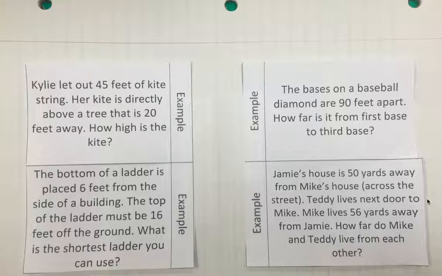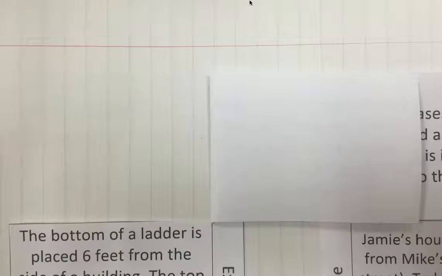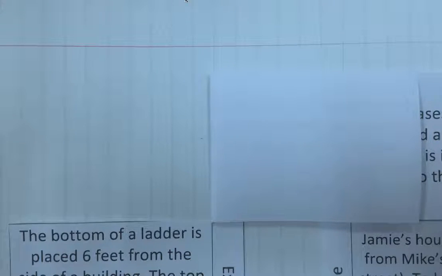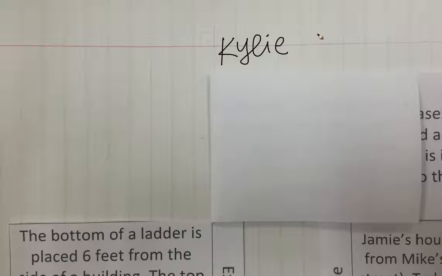All right, so let's take a look at our first page. Okay, so what we have right here is our first problem. And it should be the one that says Kylie let out 45 feet. So this is the Kylie problem right here. This is the back side of it. All right, so what we're going to do is we're going to draw the picture on the back of the paper, and we're going to do the work here. So the picture will go here, work will go here. Okay? All right.